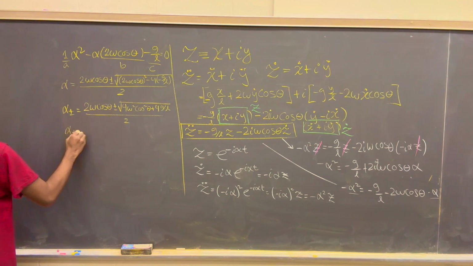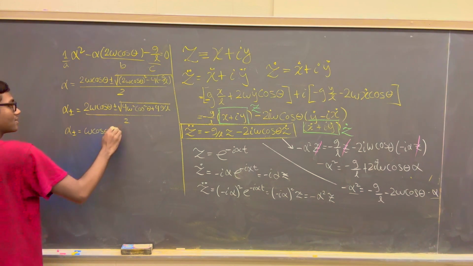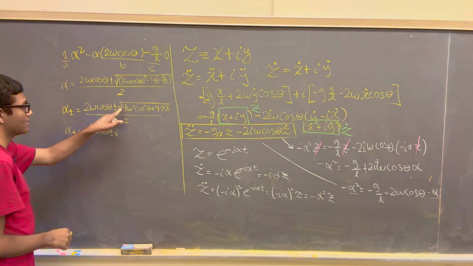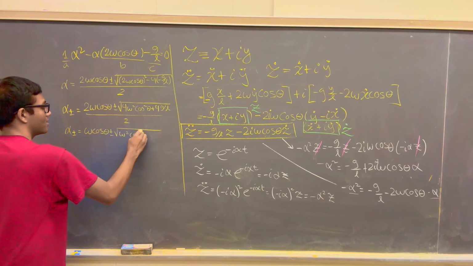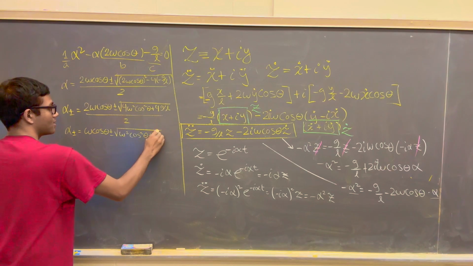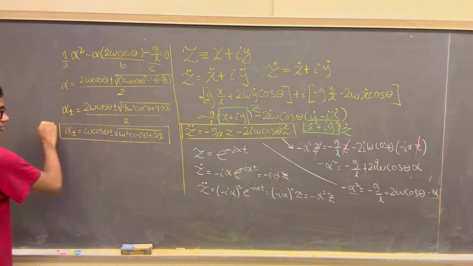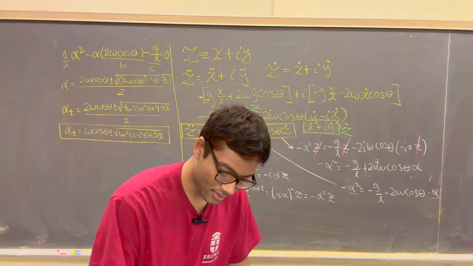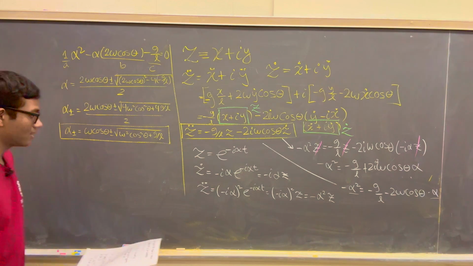Dividing top and bottom by 2 gives us omega cosine theta plus or minus the square root. Now I can pull out the square root of 4, giving me 2, leaving me with the square root of omega squared cosine squared theta plus g over L. So these are our two roots for alpha, and hopefully I'm not mistaken in that.